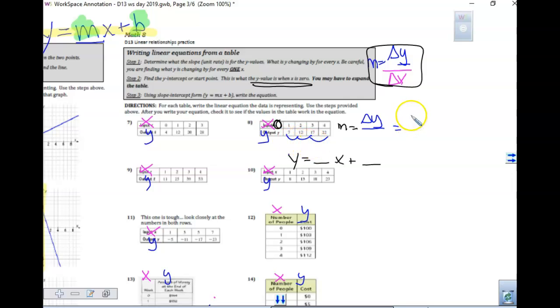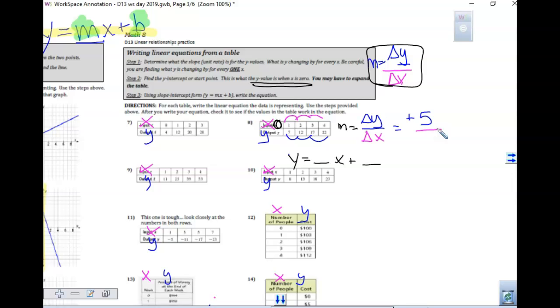It's going up 5. So I'm going to put a positive 5, okay? Next, I'm going to look at my x's and how they are changing. And here's where people make the most common mistake, is that they see the x's first, so they just put them on top. So you just got to make sure you always put those x's on the bottom.